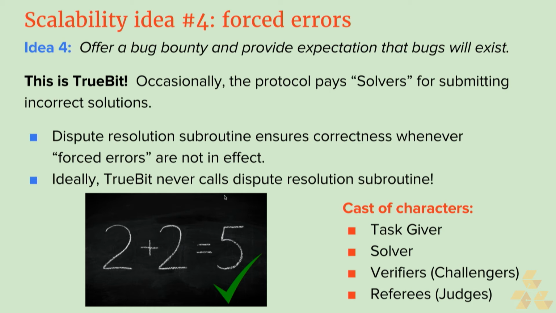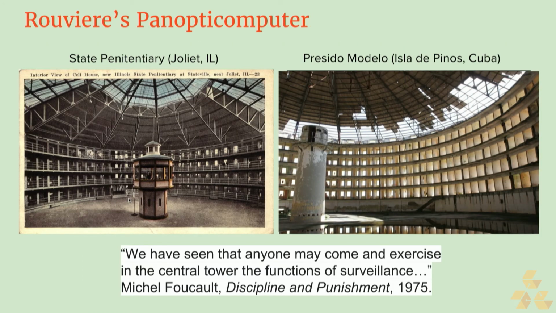Of course, we want these random errors to occur unpredictably and not every time. On the times when you don't have a forced error, the solver still thinks the verifiers are checking, so he's still going to give the right answer. Ideally, you're never going to use the court system, because everybody always gives the right answer when there's not a forced error. So that, in a nutshell, is how this system works.